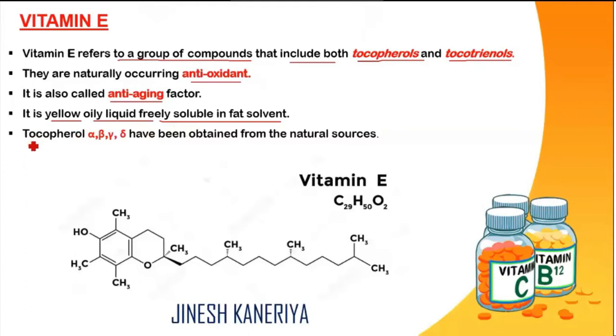Tocopherol is a chemical form of vitamin E, and there are four types: alpha, beta, gamma, and delta. These four types of tocopherol are available in nature and have been obtained from natural sources. Vitamin E has a chemical formula of carbon 29, hydrogen 50, and oxygen 2, made up of vitamin E in the form of tocopherol. So this is the structure of vitamin E. It contains two aromatic rings and an aliphatic side chain.